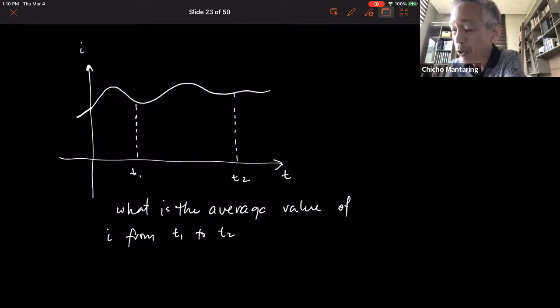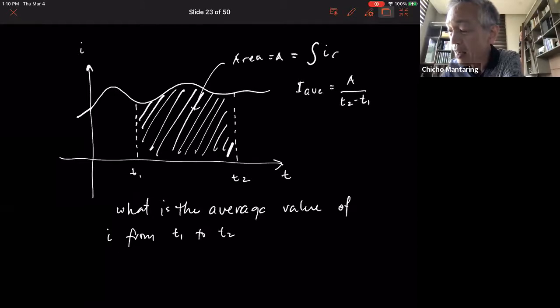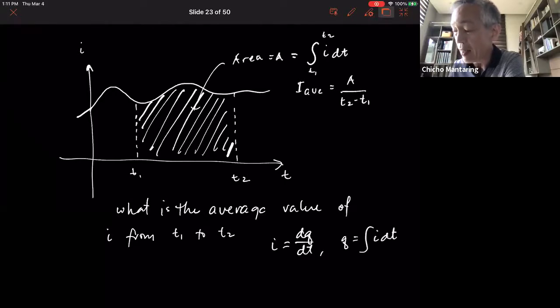How do you do that? You get this area, and your I average is equal to the area divided by T2 minus T1. But what is this area? This area is the integral of I dt from T1 to T2. The integral of I with respect to time is equal to Q, because if I is equal to dq/dt, then Q is equal to the integral of I dt. So that is just this area. That's what I wanted to clarify with respect to current.